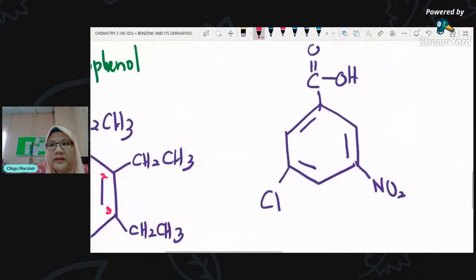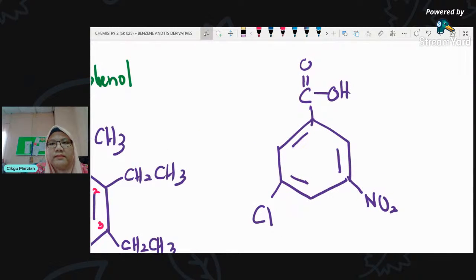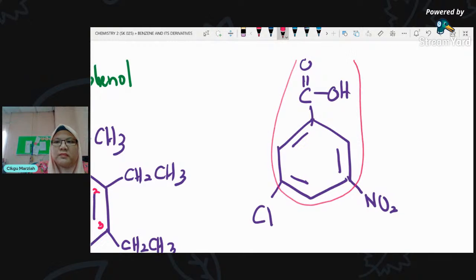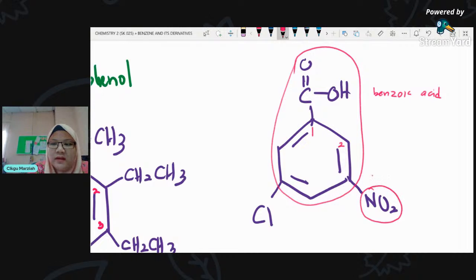And this one, dia ada parent tak? This is the parent, which is a benzoic acid. Okay, so this is considered as number 1, number 2. Okay, now kita tengok. In this case, apa nama ni?